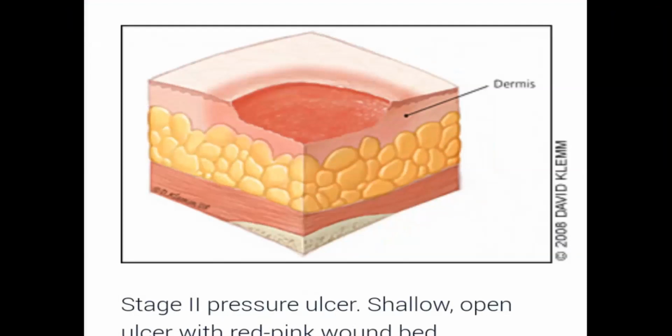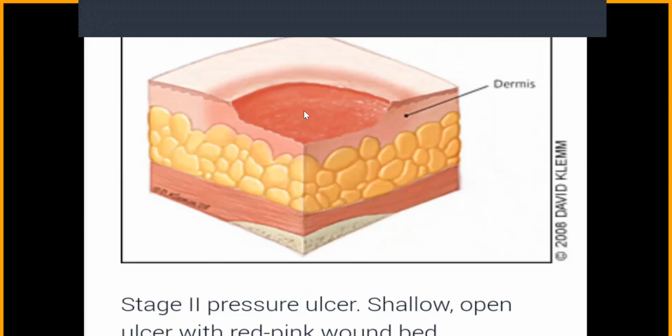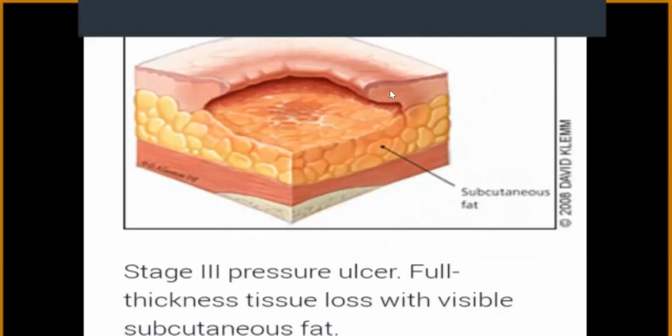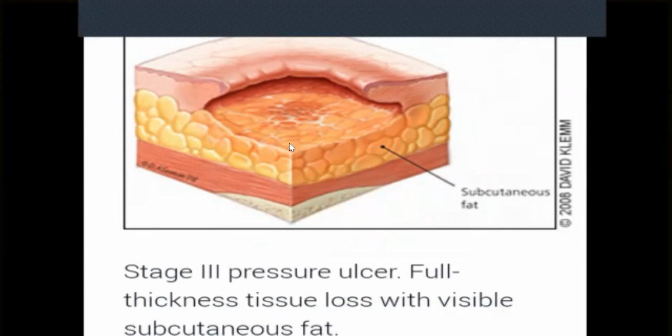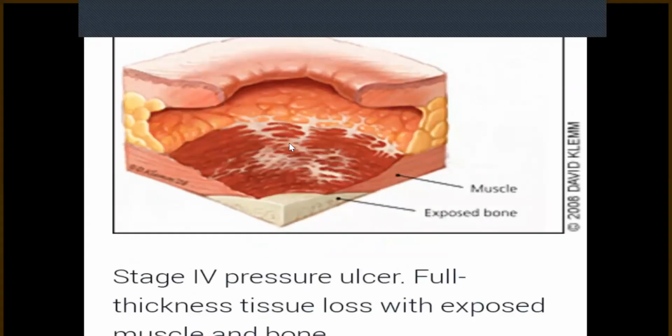Then stage 2, here skin, the depth of pressure will be up to the dermis. In stage 3, dermis will be lost and the subcutaneous fat, that is the superficial fascia, will be exposed. And in stage 4, from muscle to bone, everything is exposed.